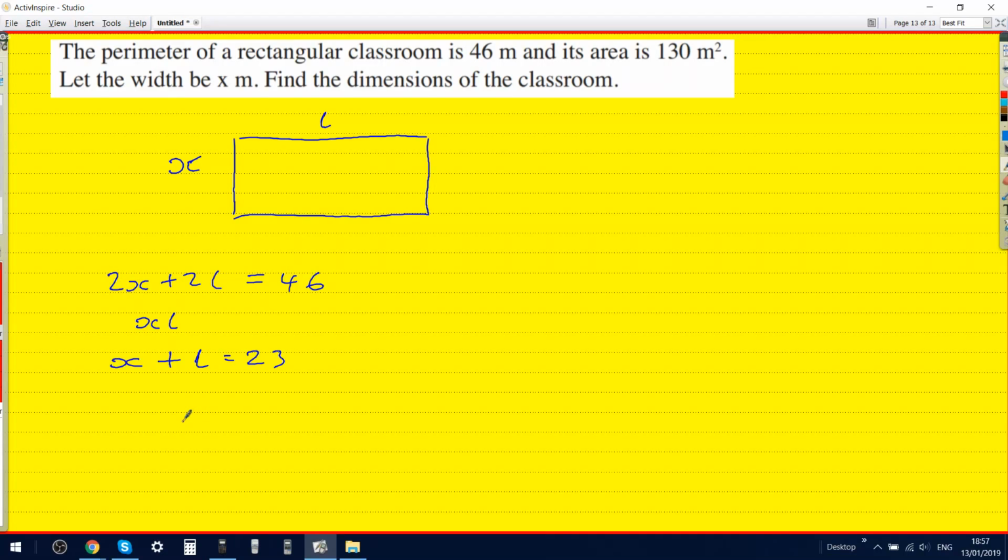And then from there, L equals 23 minus x. We can substitute that in, so where it says x times L, we put 23 minus x. So it will become x times (23 minus x) equals 130. And then you just solve that.